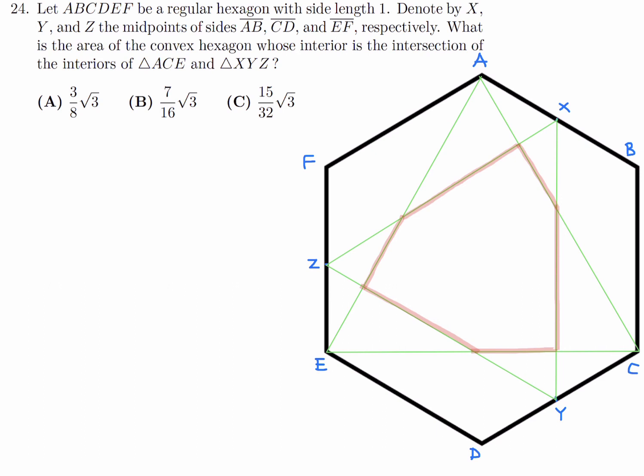What I'm going to do is label all these sections, and hopefully it will make sense. This triangle I will label A, and because of the symmetry of this diagram, this is also A, and so is this. This triangle in here I will label B, and because of the symmetry of this diagram, this is B, and so is this.